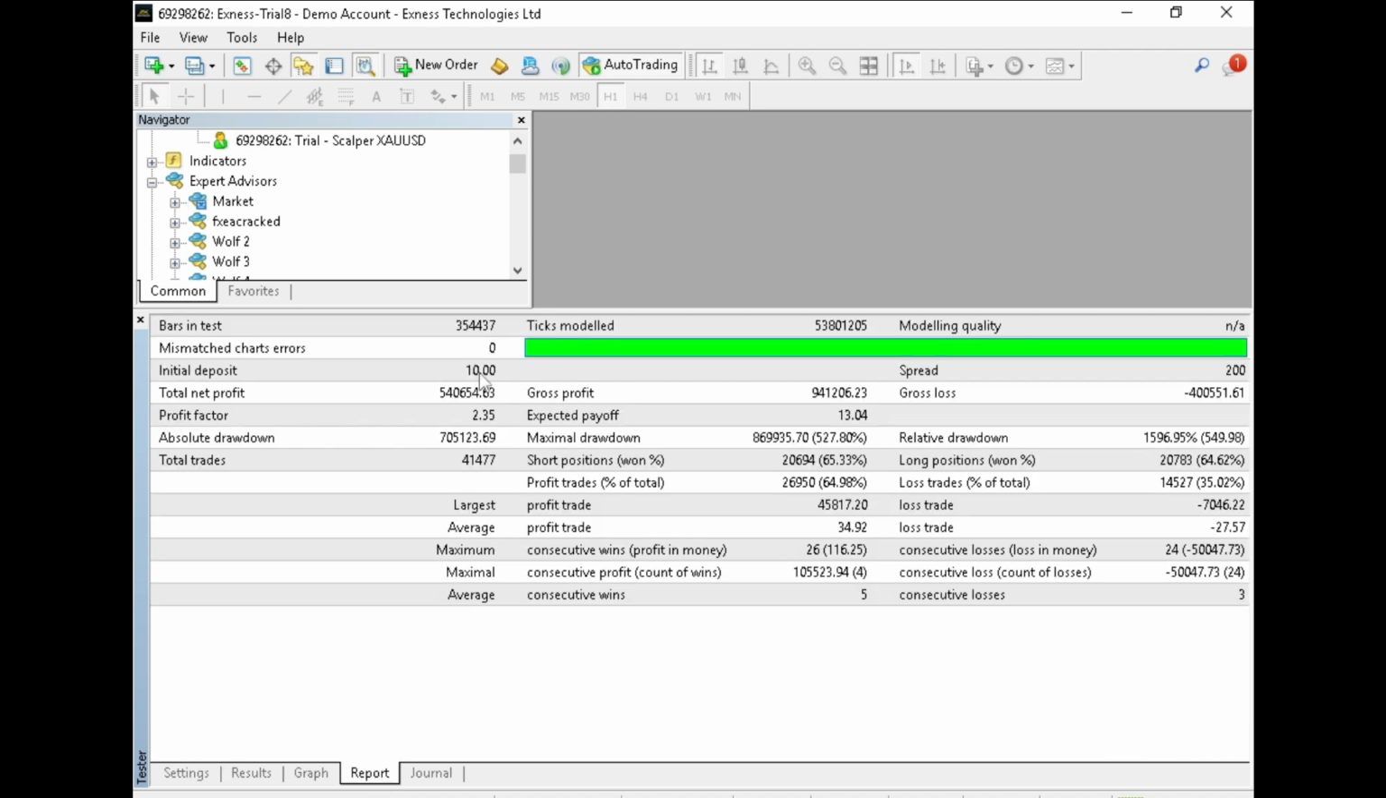You can see here. The deposit that I use is only $10. And the resulting profit is $540,654, with a spread of 200 points. The profit factor obtained is 2.35. The maximum drawdown is very large, namely 527%. And consecutive losses are 24 transactions while consecutive wins are 26 transactions. You don't need to worry about the backtest quality result showing NA. Previously I had downloaded data from Dukascopy and it was successfully read on the MT4 that I was using.